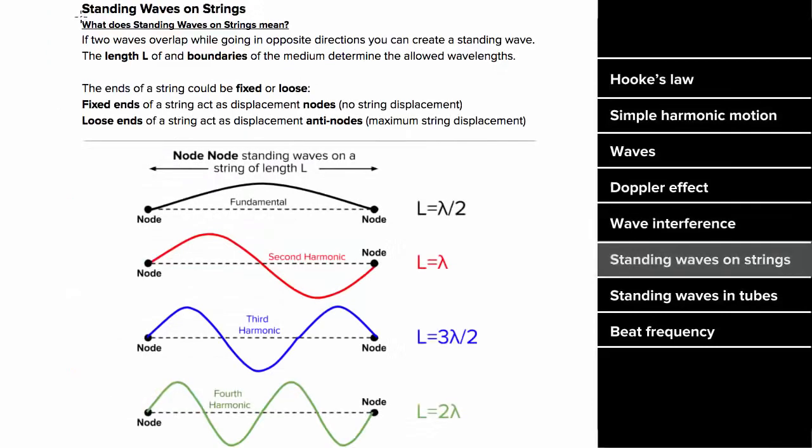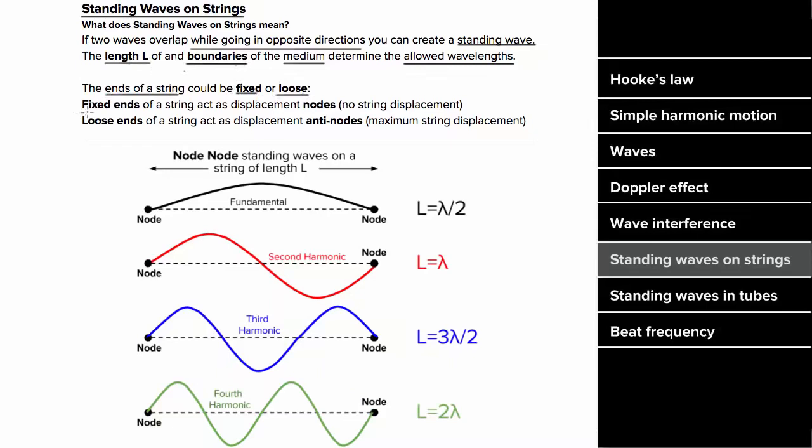How do you deal with standing waves on strings? Well, to get a standing wave at all, you need waves overlapping that are going in opposite directions. But even if you have that, you're not necessarily going to get a standing wave. Only certain allowed wavelengths will create a standing wave in that medium, and what determines the allowed wavelengths is the length of the medium and the boundaries of that medium. In other words, the ends of a string could be fixed or loose.